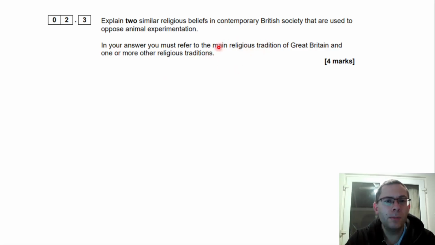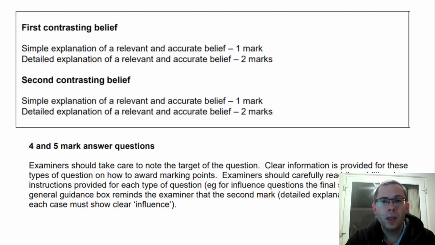You must refer to the main religious tradition of Great Britain and 1 or more other religious traditions. Please remember though, this is a religious studies paper, and if it wants the main religious tradition, that is Christianity. No matter what you may feel about whatever censuses are telling you, that's what the exam board are after. Please note, this is how it is marked. Simple explanation of 1 religious belief, 1 mark. Detailed explanation of a religious belief, 2 marks. Okay, please note this is from the examiner's information.